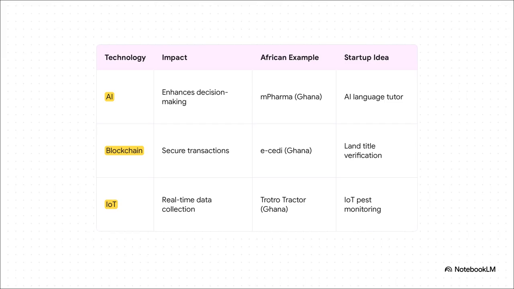Right now, there are 3 massive trends you absolutely need to have on your radar: artificial intelligence, or AI, blockchain, and the Internet of Things, or IoT. And this isn't science fiction. This stuff is happening right now across Africa. You have AI enhancing decision-making, like how M-Pharma in Ghana uses it to optimize their supply chain. You have blockchain creating secure and transparent transactions. Just think about the potential of projects like the eSeti. And you have IoT collecting real-time data with incredible ventures like Trotro Tractor.